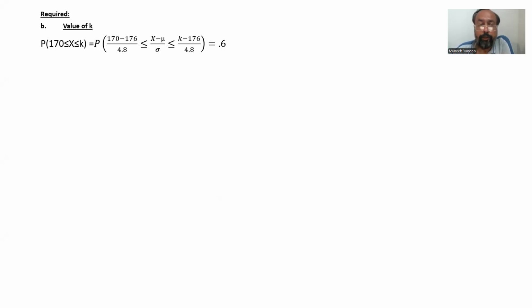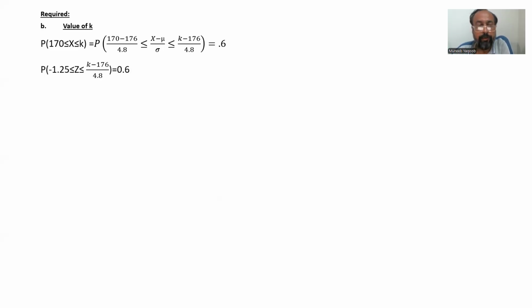apply the standardization to convert the question from a normally distributed variable x to a standard normally distributed variable, which is z. For that purpose, we will subtract the mean 176 from 170, and then divide the result by 4.8. And similarly, from k, we will subtract the mean 176 and divide the answer by 4.8.